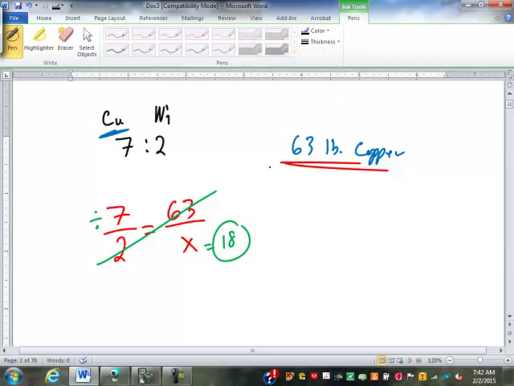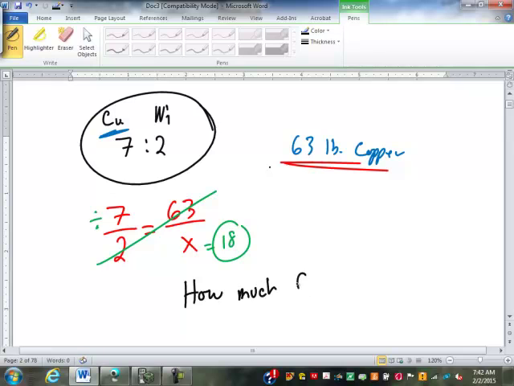Here's a little bit tougher question for you. Still using the 7 to 2, how much copper and nickel to create 108 pounds of alloy?